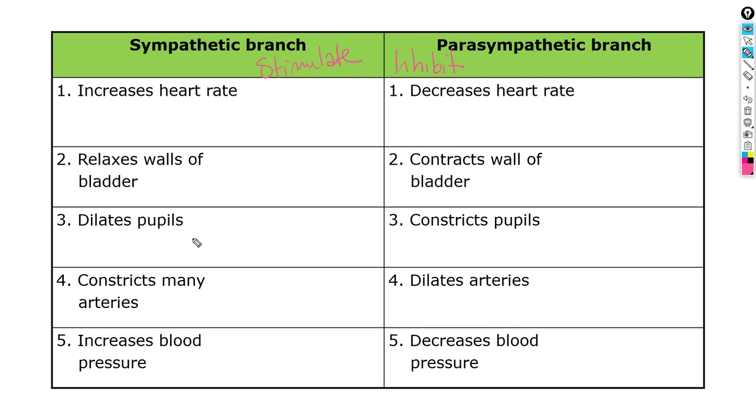Pupils are dilated by the sympathetic branch in stressful conditions, and they are constricted back by the parasympathetic branch. And many arteries are constricted by the sympathetic branch again, and they are dilated by the parasympathetic branch. And the blood pressure is increased by the sympathetic branch during the emergency, and it is decreased by the parasympathetic branch after the emergency. And this is it for today.